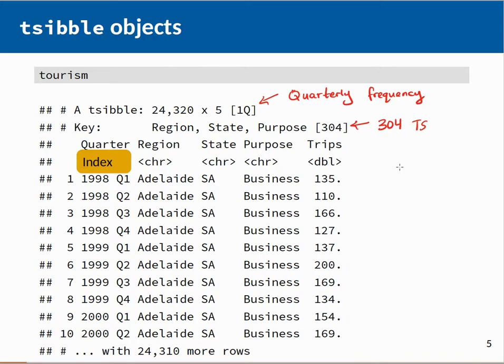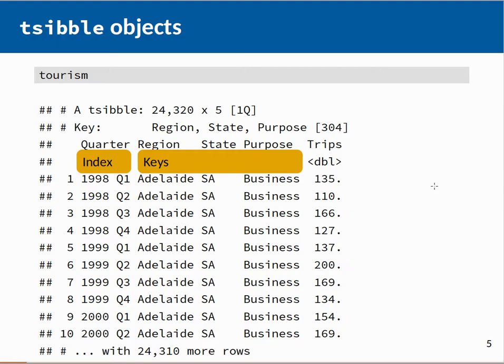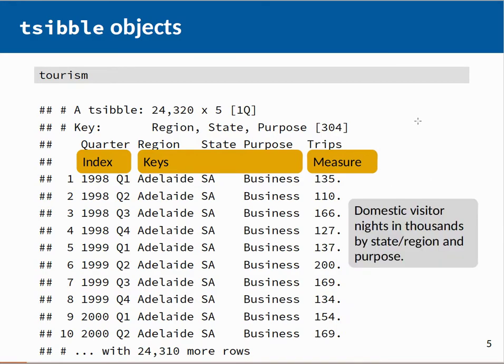Take a look here. The difference between our previous data set and this data set is the frequency, which is quarterly. The number of time series is a little bit more here. And then we have many more keys this time. So earlier we only had country in that global_economy data set. Now in the tourism data set, we have these keys that uniquely identify the time series of interest. And then you have the trips, number of trips, that is just our measured variable.